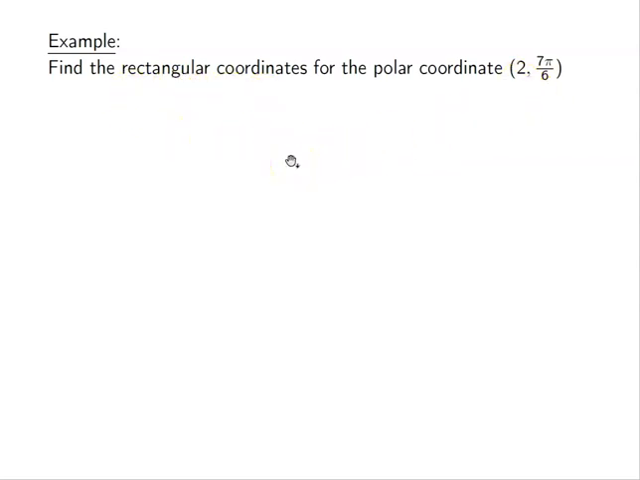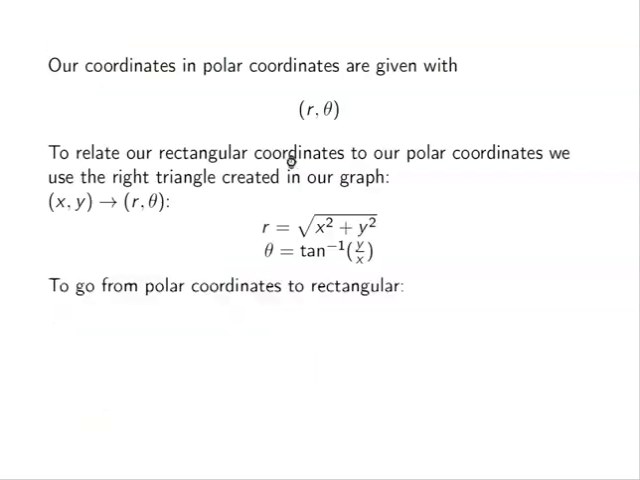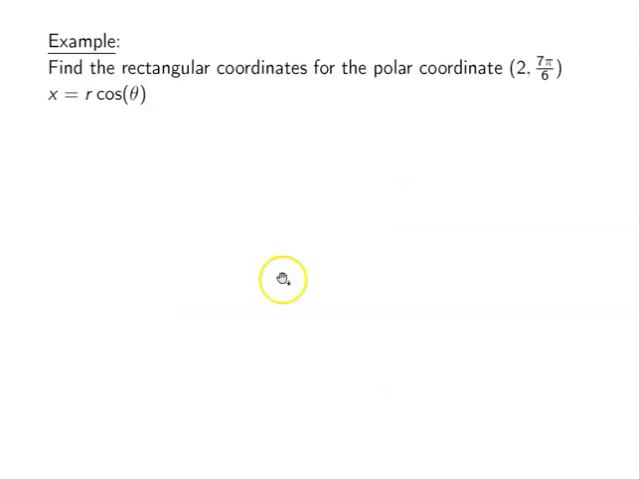So remember, in this case, we're given polar and we want to change to x and y. So we're going to use the r cosine and the r sine, right? Very, very easy to do. So x is r cosine theta. Plugging in the values, I know that r is 2, my angle is 7 pi over 6.